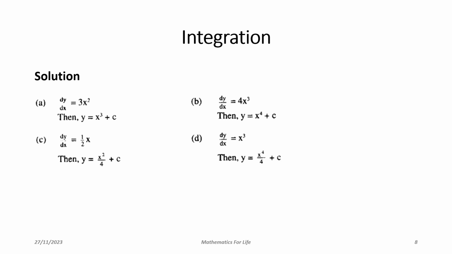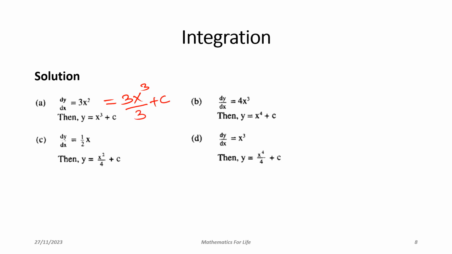Notice that in each of these 4 cases, the power of x is increased by 1 and divided by the same power before adding c. For instance, if we look at the first one, we have dy/dx being equal to 3x squared. So for us to integrate that, we increase the power of x by 1, so that gives us 3x to power 3, and then we divide by the same resulting power, which is 3, and then we add our c.